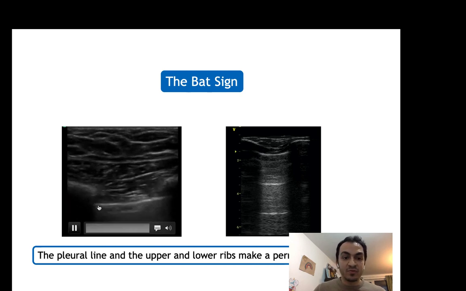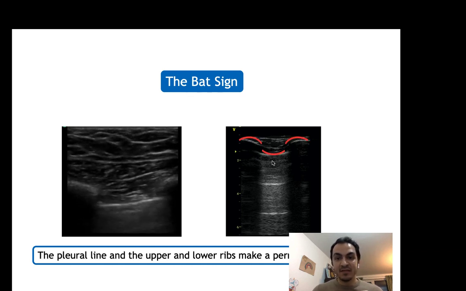It's very important to start vertically to get the rib shadows, because these will be your landmark to avoid mistaking the pleural line for any other lines of the chest wall, as you will see here. And this will give you what has been described as the bat sign. So the pleural line and the upper and lower ribs make a permanent landmark.